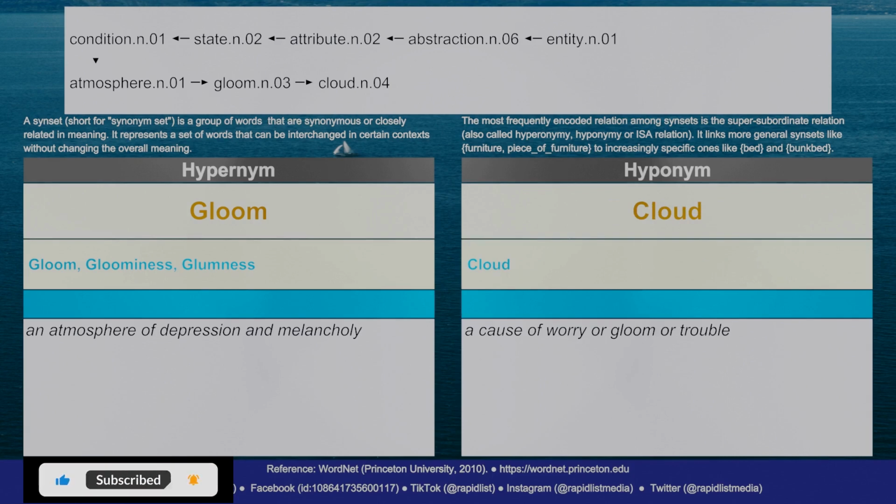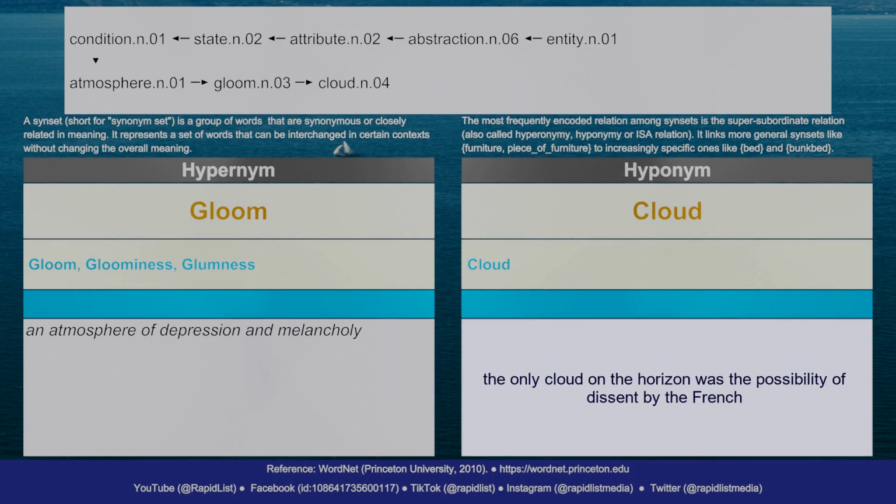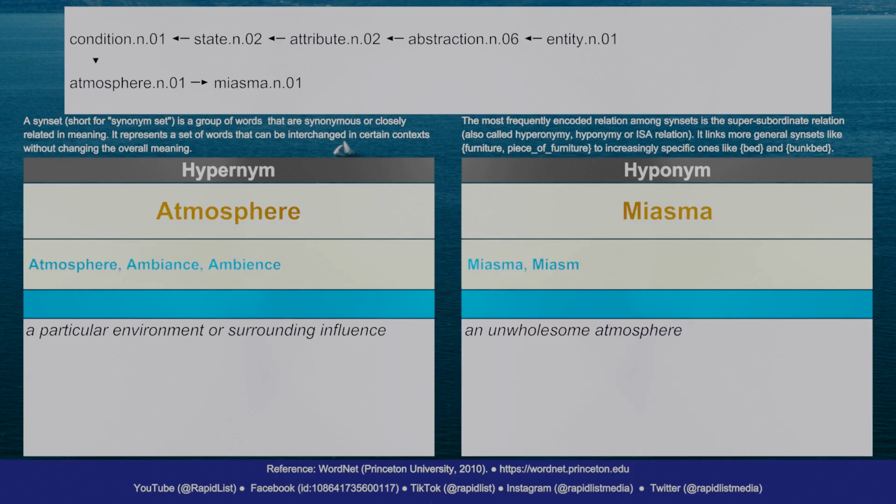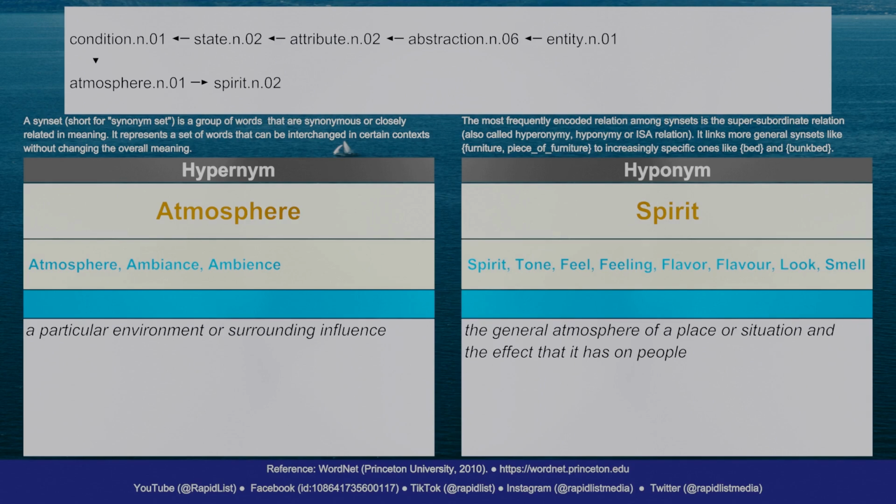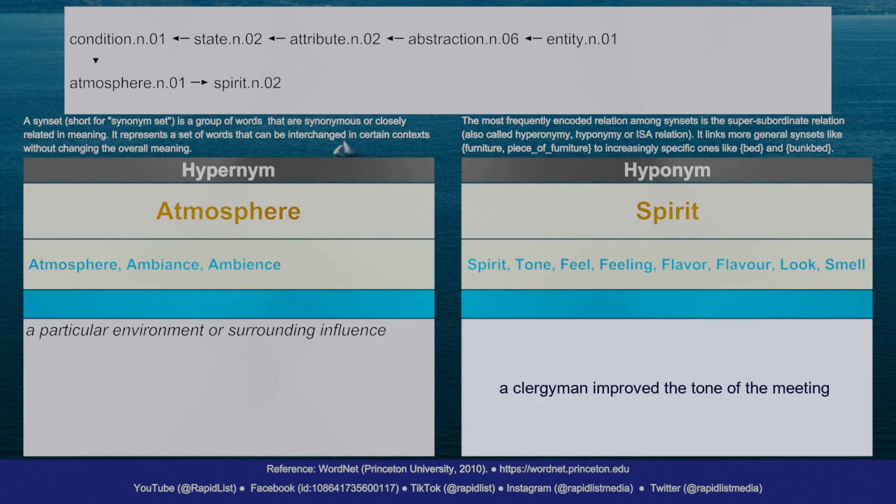Cloud. A cause of worry or gloom or trouble. The only cloud on the horizon was the possibility of descent by the French. Miasma. An unwholesome atmosphere. The novel spun a miasma of death and decay. Spirit. The general atmosphere of a place or situation and the effect that it has on people. The clergyman improved the tone of the meeting.